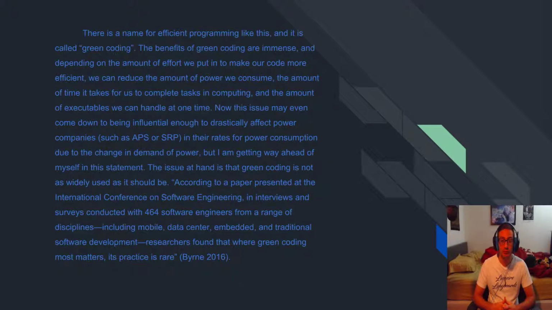And after doing some research, according to a paper presented at the International Conference on Software Engineering, in interviews and surveys conducted with 464 software engineering firms from a range of disciplines, including mobile, data center, embedded, and traditional software development, researchers found that where green coding most matters, especially within these engineering firms, its practice is rarely used.